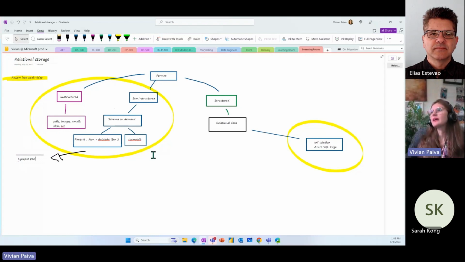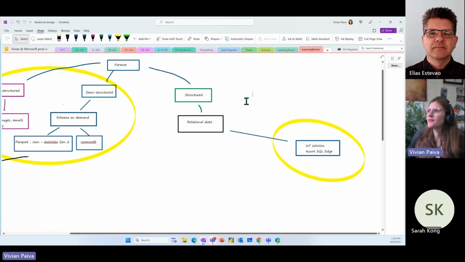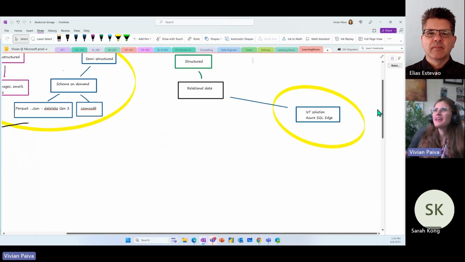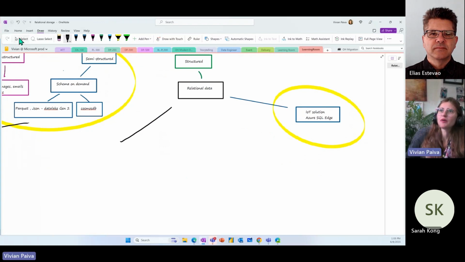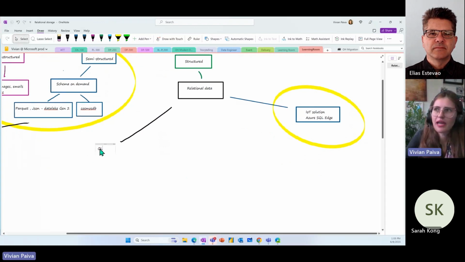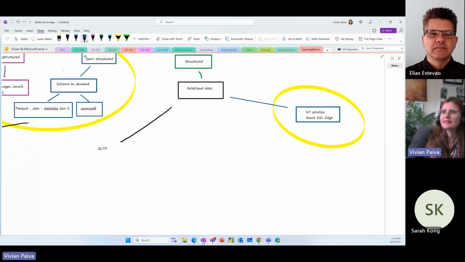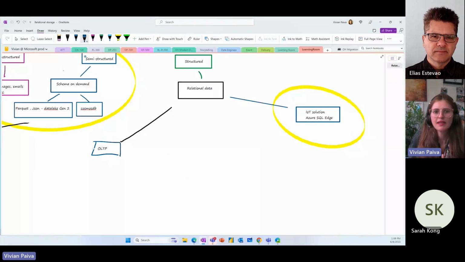The focus of this week is relational data. So if I go here on the relational part, if we talk about relational data, we can talk about, for example, OLTP systems. What that means when we are dealing with operational data, transactional data that is used by our application, then which options we have to deploy our solution.